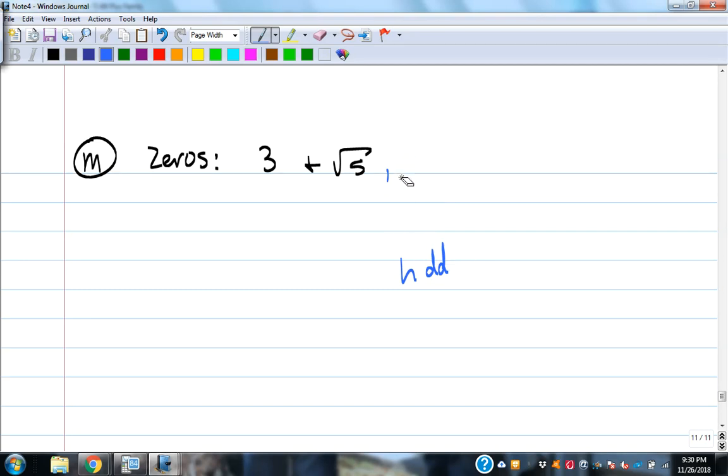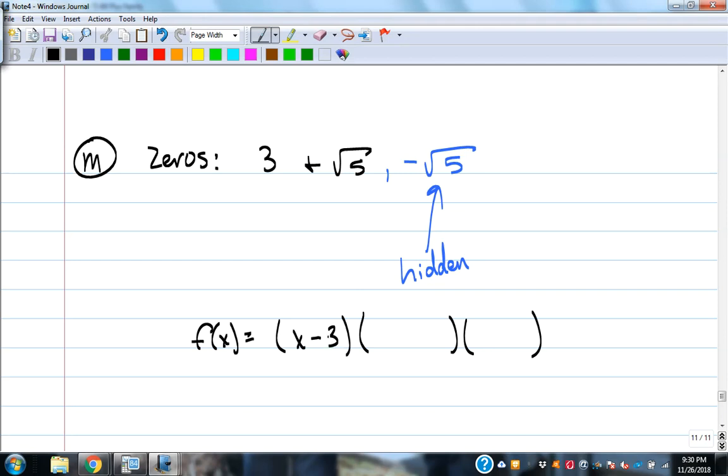They're not going to show you that one. They're just going to give you those two. You've got to understand and know that that one's there. Okay? Then build your polynomial based on that. They didn't give us another ordered pair on this one, so we don't have to find a. So that shortens this up a little bit. Okay? So here's our function, f of x. What's the factor for the 3? Good job, x minus 3. What's the factor for the square root of 5? X minus the square root of 5. What's the factor for the negative square root of 5? X plus the square root of 5.